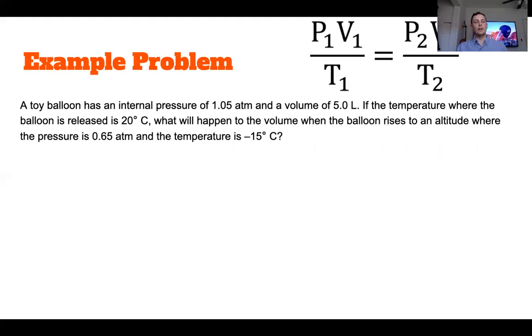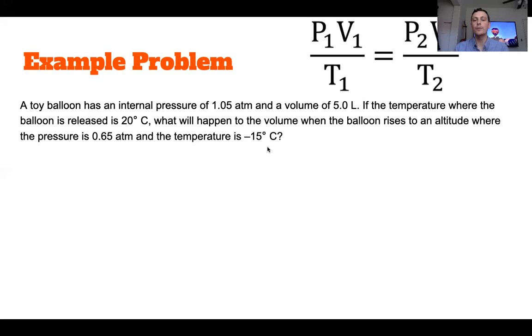I'll give you an example problem. Here we have a balloon, and it has an internal pressure of about 1.05 atmospheres, which is like the pressure that we're experiencing right now, and a volume of 5 liters, so it's a pretty big balloon. If the temperature where the balloon is released, so we're going to let go of the balloon and it'll fly up, is 20 degrees Celsius, what will happen to the volume when the balloon rises to a new altitude? It's going to fly up really high, where the pressure is lower, 0.65 atmospheres, and the temperature is also lower, negative 15 degrees Celsius.